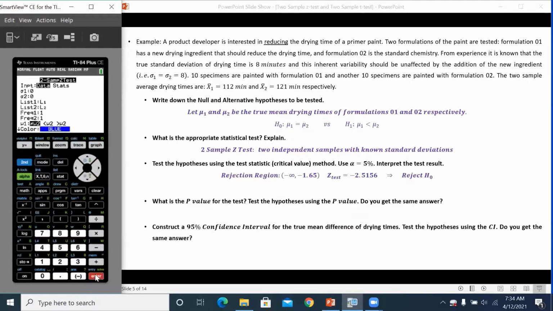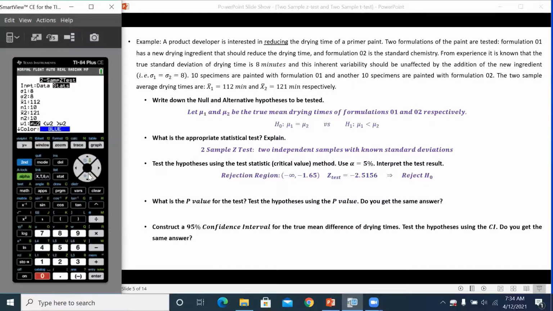Hit enter. And then we have to define the input method. For this question, we don't have a data set. Select Stats and then hit enter. Now you can define sigma 1, sigma 2, x1 bar, n1, x2 bar, and n2. Those must be read from the question given. Sigma 1 is given as 8. Sigma 2 is also equal to 8. x1 bar is given as 112. n1 is 10. x2 bar is given as 121. n2 is also equal to 10.